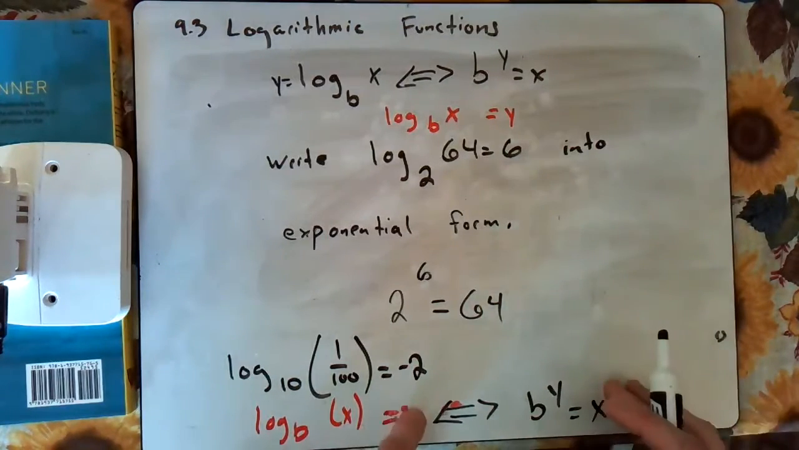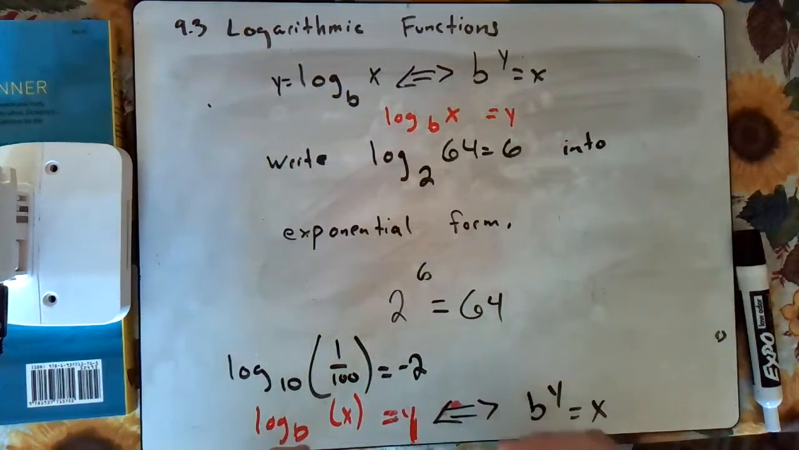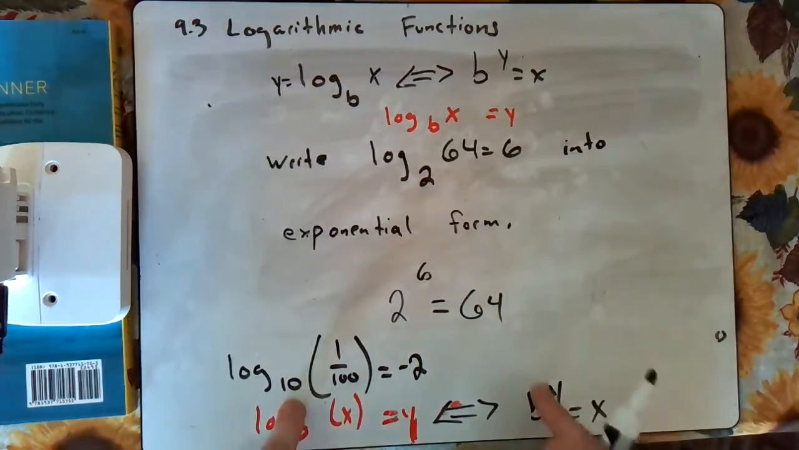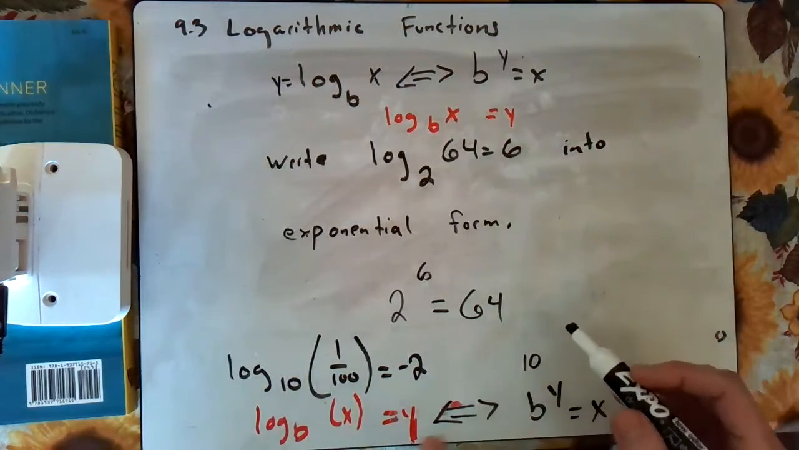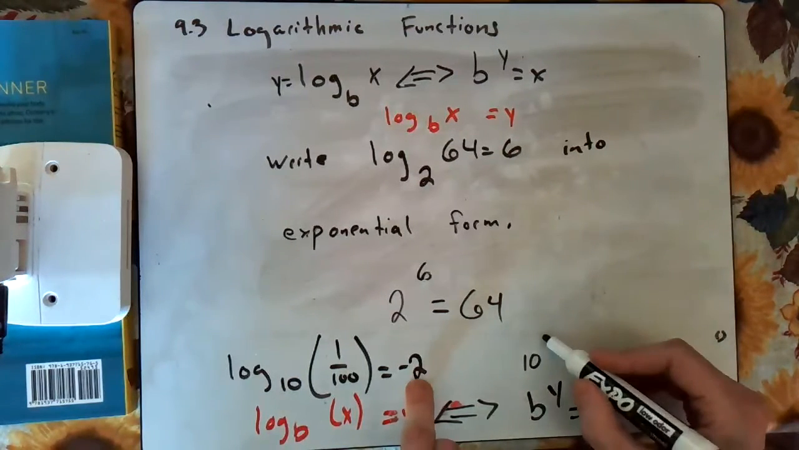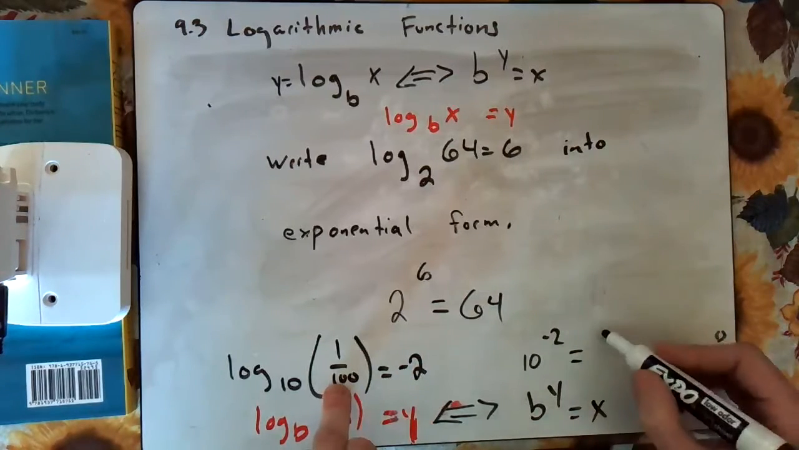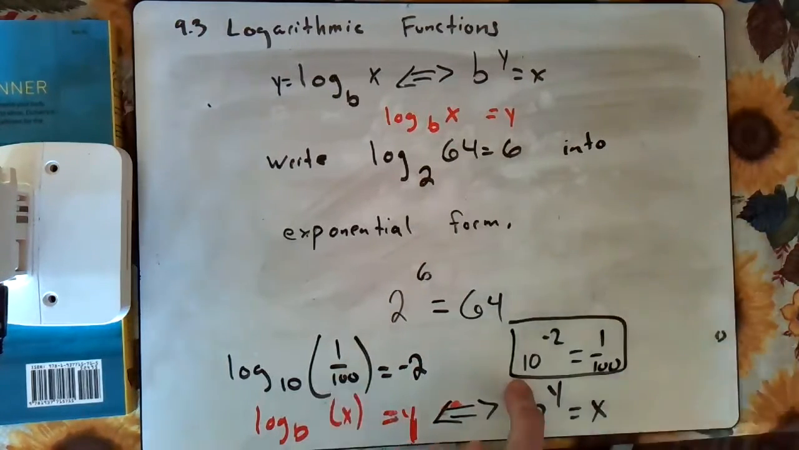So you start matching up the letters. Okay, so what's my b in this instance? 10. So I have 10 raised to some power. Well, it says y. What's my y? -2 equals x. What's x? 1 over 100. This would be your answer in exponential form.